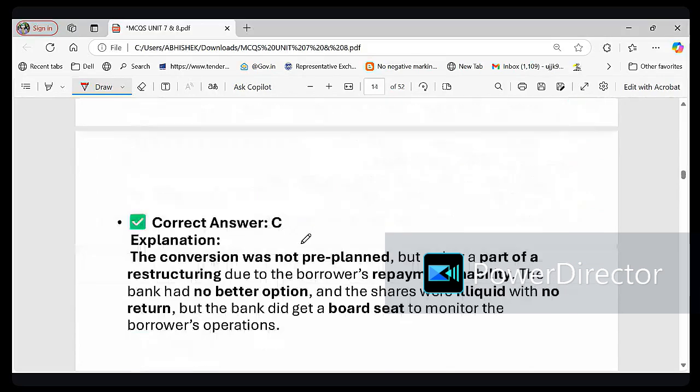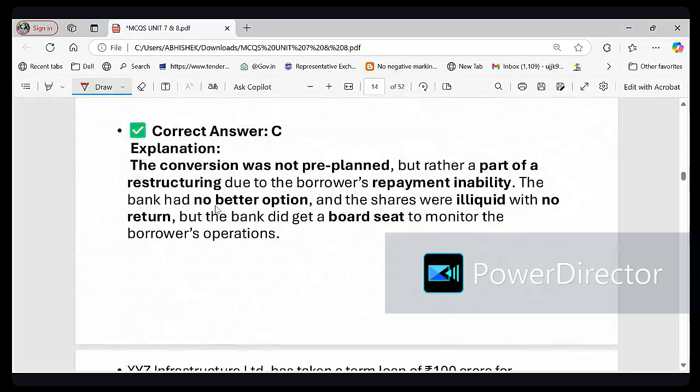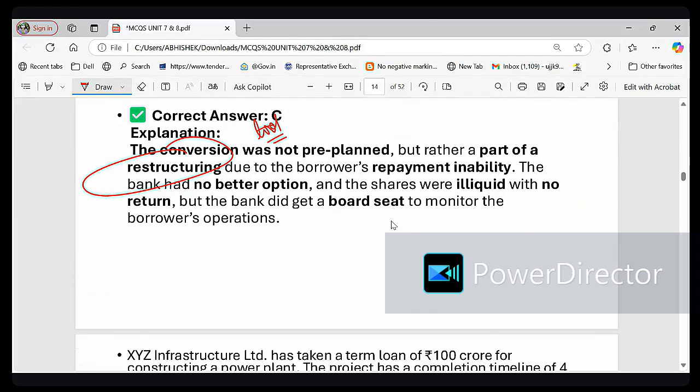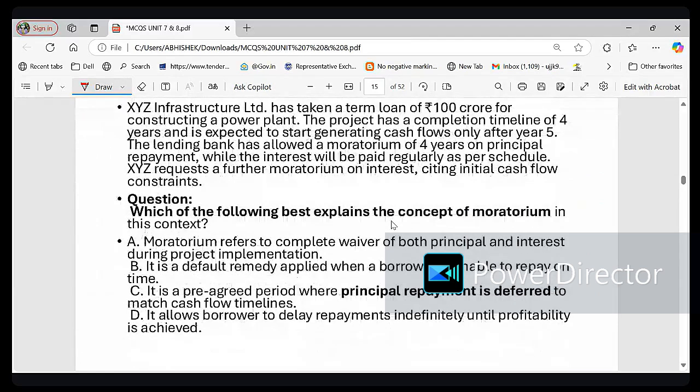So what we learned from this question is that loan to equity conversion is a restructuring tool. Remember, this is a kind of restructuring tool, not a profit making strategy. And banks use this tool when the borrower can't repay. It gives some kind of control, but also exposes them to market risk. Now let's see the second question. I hope the concept is clear. Converting loan into equity, right? Now let's see this particular question.